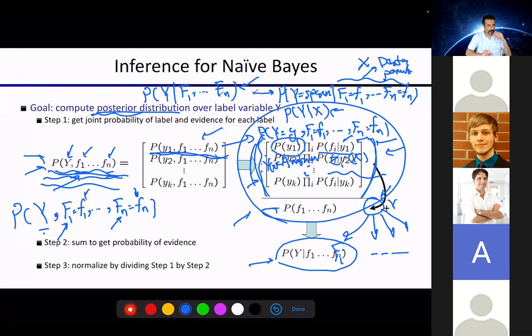Any question about this? Is this clear? If it's not, please ask, because that was the most important procedure you needed to know for this.